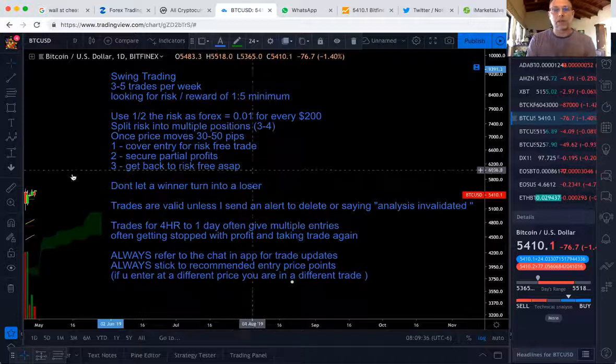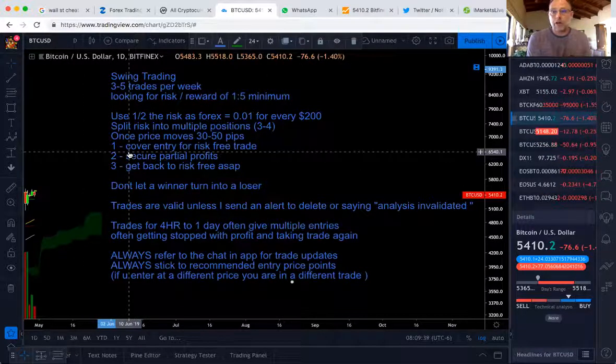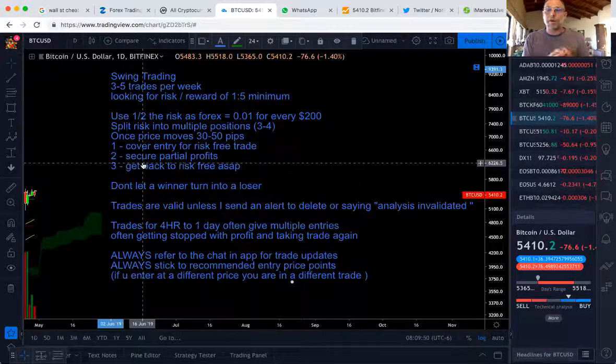You want to do a couple things. First, you want to cover your entry for a risk-free trade. So at least 1 to 2 of those orders, you want to put your stop loss at break-even price, which means move your stop loss to where you entered. The second thing, if you have multiple positions, you want to secure some partial profits.